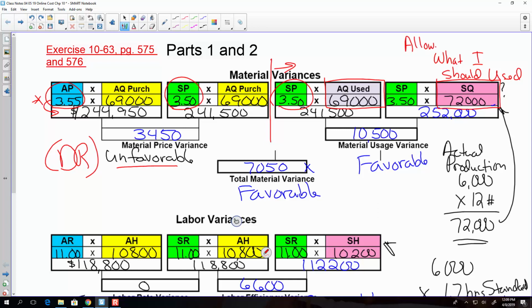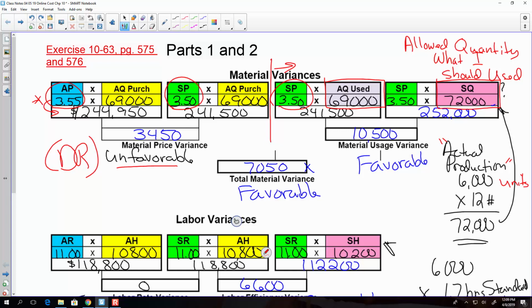So some of your questions you'll encounter is, what was allowed for the actual production? So the key word here is looking for the information. We have to give it to you. What was the actual production in units? If you look at the bottom of page 575, that number of units is 6,000. So I have a small computation here at the bottom showing that 6,000 units times 12.